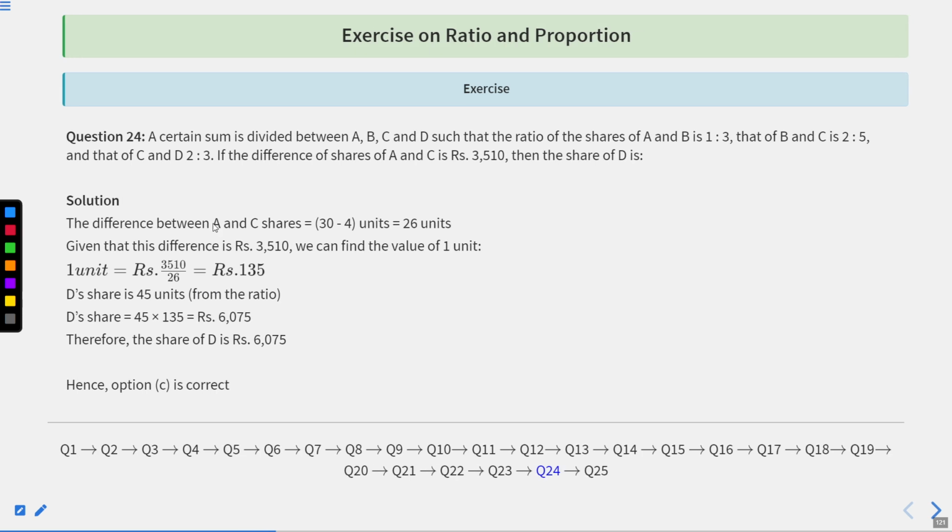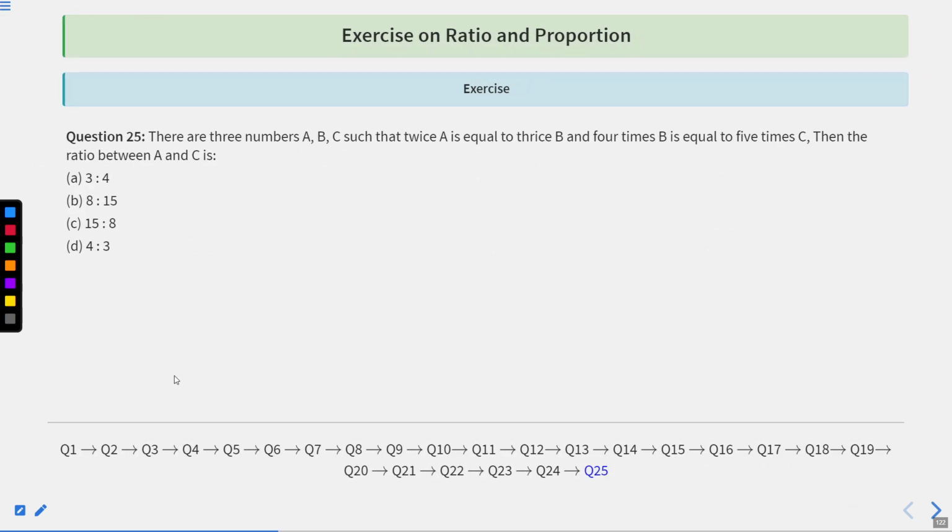So we now know A is to B is to C is to D. Using this, the difference between A and C share will be 30 minus 4 units, that is 26. Given that this difference is 3510, we can find the value of 1 unit. So 1 unit will be 3510 upon 26, that will be 135. D's share is 45 units from the ratio, so D's share is going to be 45 times 135, that is 6075. So the option correct here is option C.